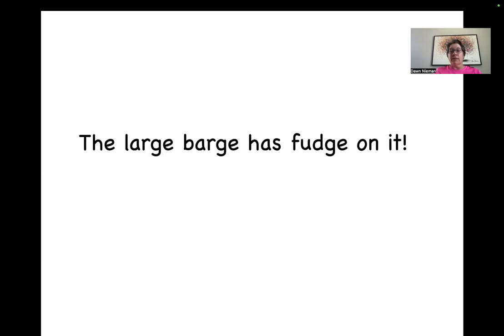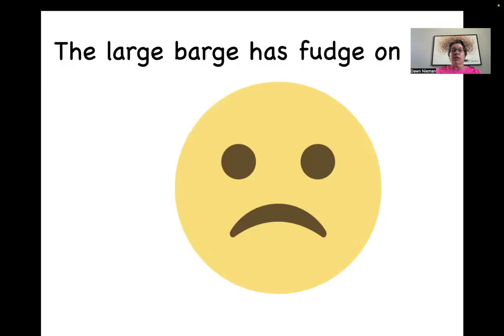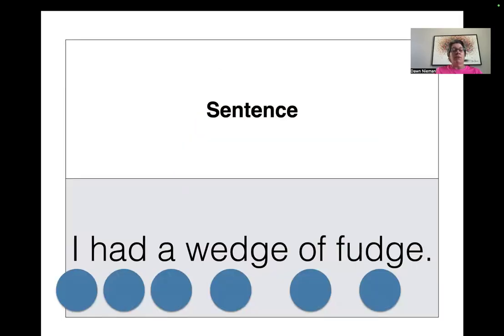But they read the sentence. Okay, great. Tell me what this means. How come fudge has a DGE? Okay, now read it again so that you can develop a little bit of fluency, but this time I want you to read it like this emoji. You see how you can put chips out and have them read, I had a wedge of fudge. Great. Now read it again. I had a wedge of fudge.